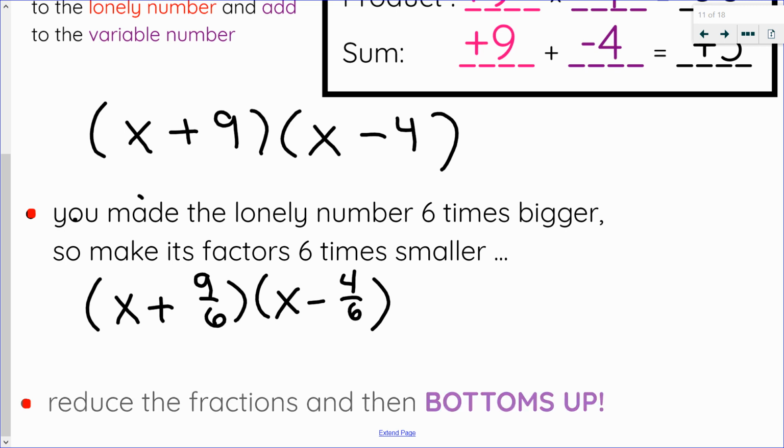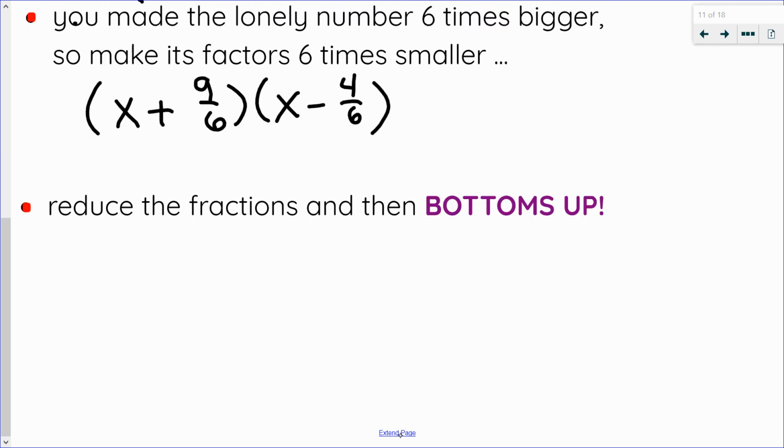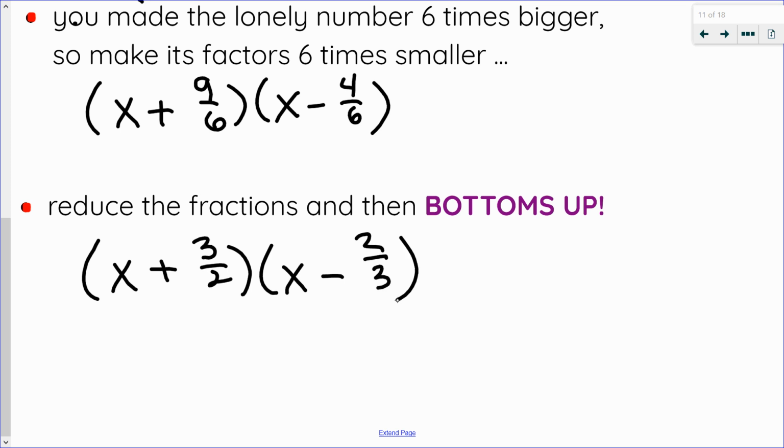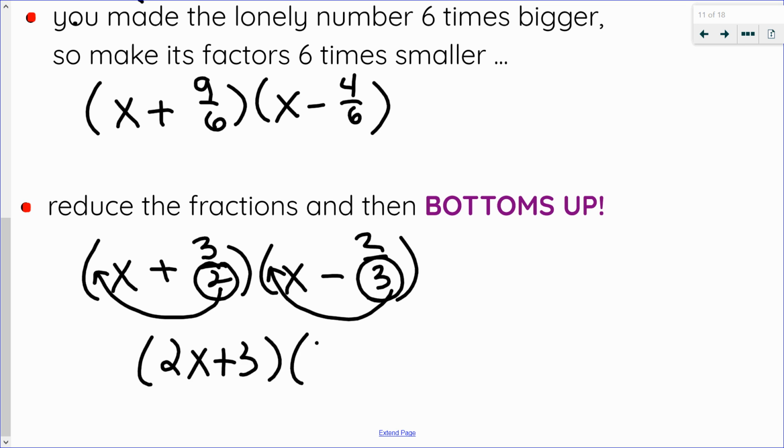Once I have my fractions, I want to reduce the fractions and then I can do bottoms up. Really important that you guys reduce them. So 9 over 6, common factor of 3. So divide each by 3 and I end up with 3 over 2. And then 4 over 6, common factor of 2. Make sure you divide that out and I have 2/3. Now remember, when you factor, you're not allowed fractions. So I need to look at the denominator of the fraction and bottoms up. Here, bottoms up. So this factors as 2x plus 3 multiplied by 3x minus 2.